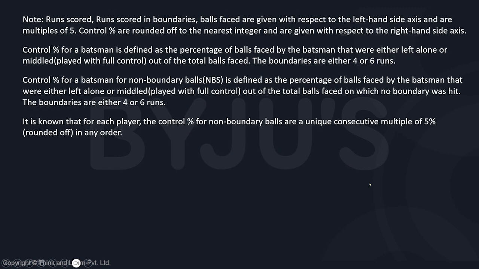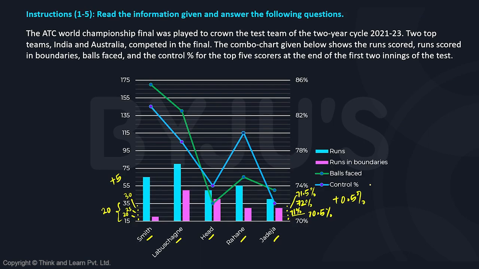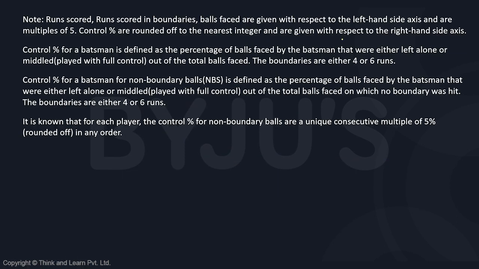Then it is also given, in a few notes, that runs scored in boundaries and balls faced are given with respect to the left hand side axis. So runs in boundaries and balls faced have to do with the left hand side, while the control percentage, the percentage term, has to do with the right hand side y-axis. Control percentages are rounded off to the nearest integer and are given with respect to the right hand side axis. So those are not the exact values, but they are rounded off to the nearest integer.